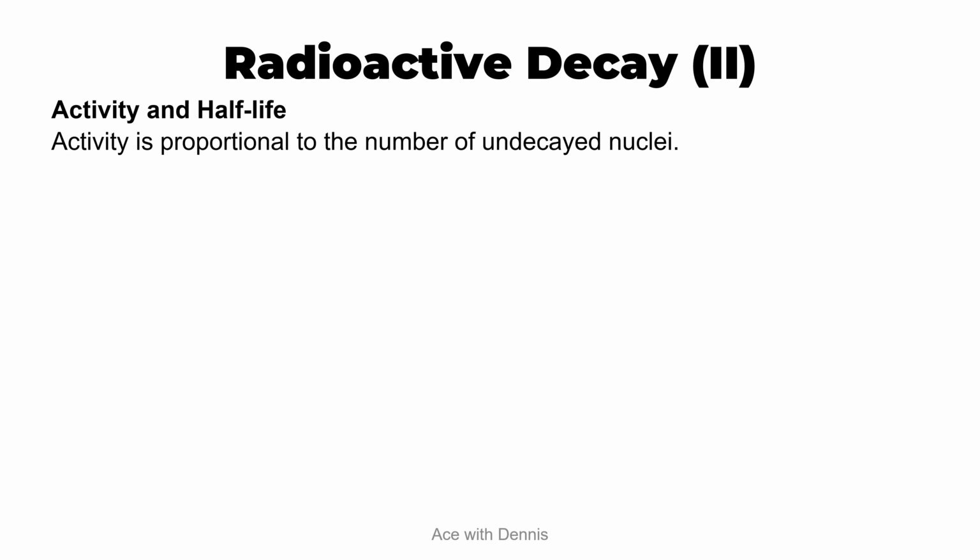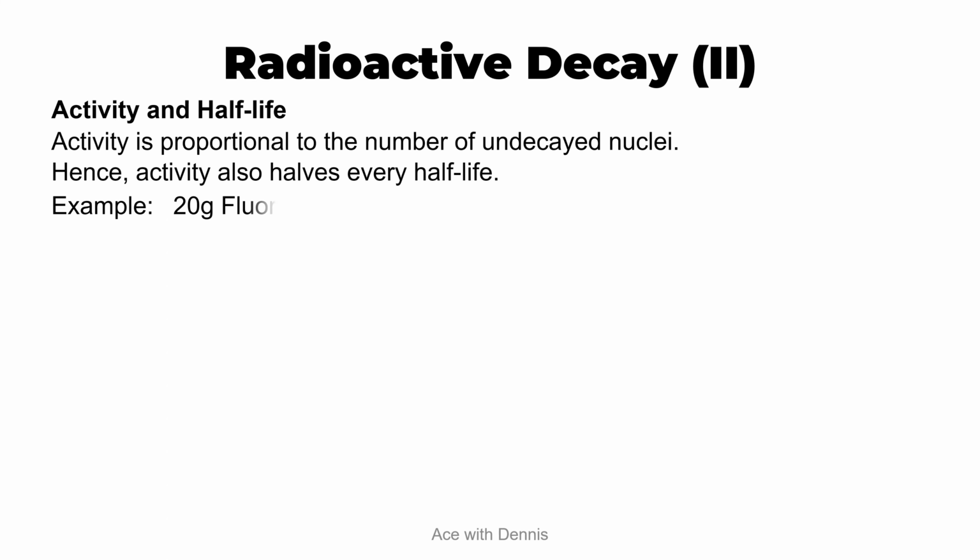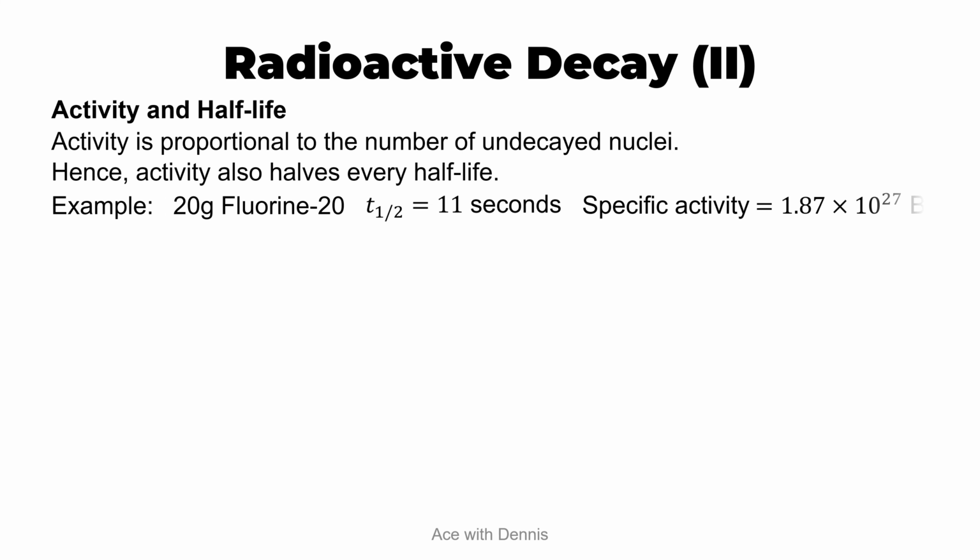Activity is proportional to the number of undecayed nuclei. Hence, activity also halves every half-life. So for example, 20 grams of fluorine-20, where the half-life is 11 seconds, and specific activity equals 1.87 times 10 to the power 27 Bq per gram.